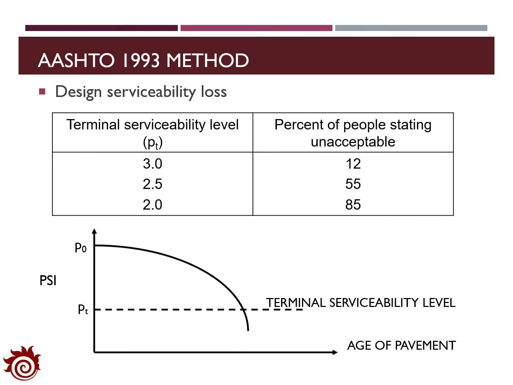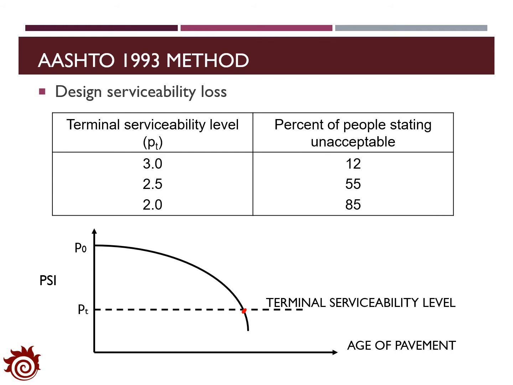The figure at the bottom of this page shows the changes of PSI over time. Basically, as time passes, the value of PSI will be smaller. Once PSI reaches the terminal serviceability level, we have to conduct the rehabilitation or reconstruction of the pavement structure. Usually, the terminal serviceability level is determined based on the percentage of people stating unacceptable to the pavement structure.